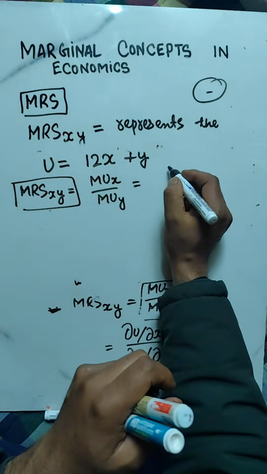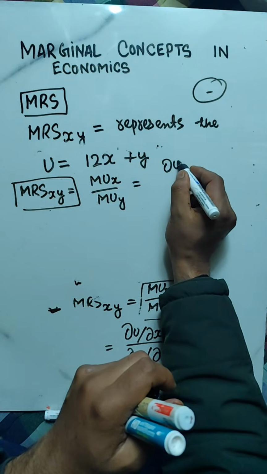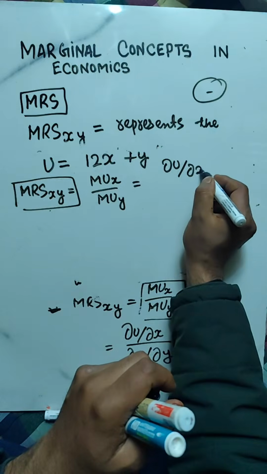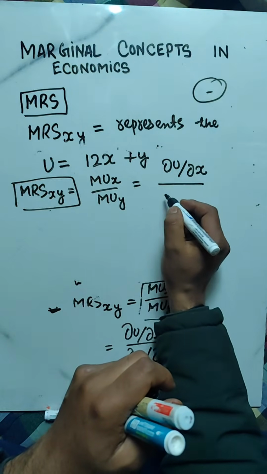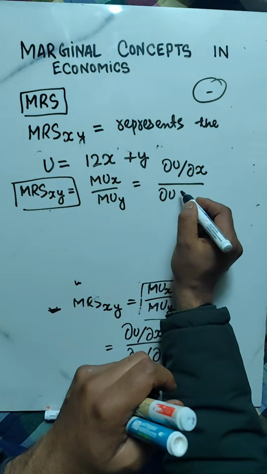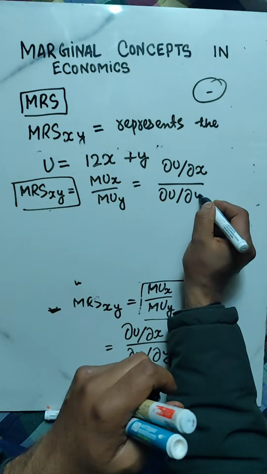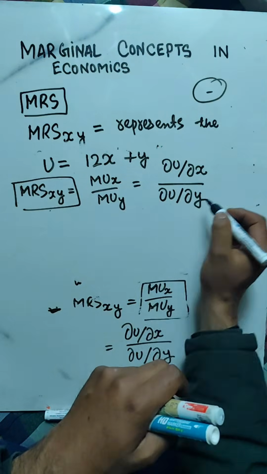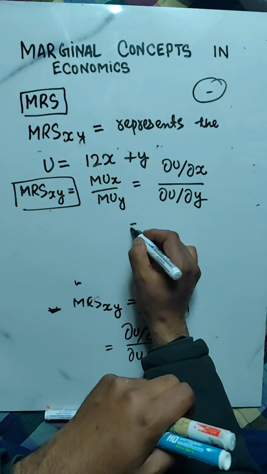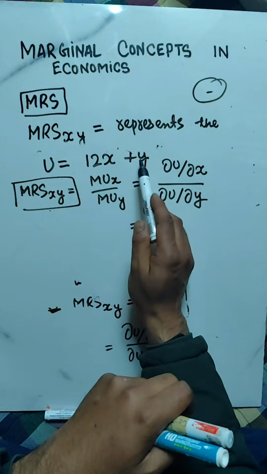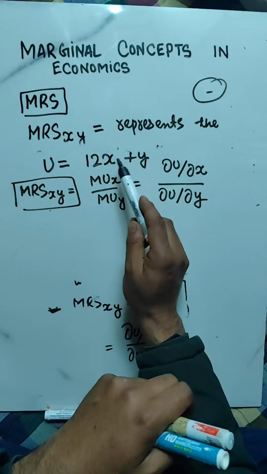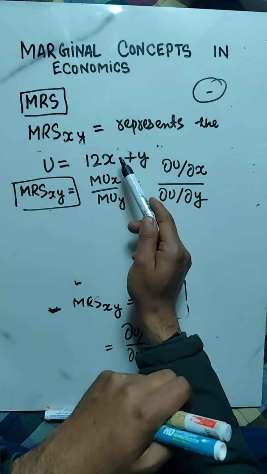Marginal utility of good x will be the change in the total utility due to the change in the consumption of good x. Likewise, marginal utility of good y will be the change in the total utility due to the change in the consumption of good y. So in this case specifically, we need to take the partials this time. Okay, so that means we are taking the partial derivatives.